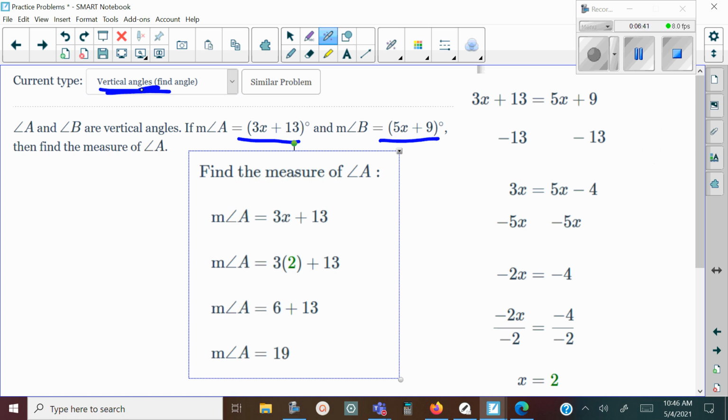And Delta Math likes to do the numbers first, evidently. So I'm going to subtract 13, bring down the 3x, then subtract the 5x on both sides, and you get negative 2x. Then divide by negative 2, and you get x is equal to 2. Then they plugged in that 2 in the angle A. 3 times 2 is 6. 6 plus 13 is 19. So that should be what your answer is.